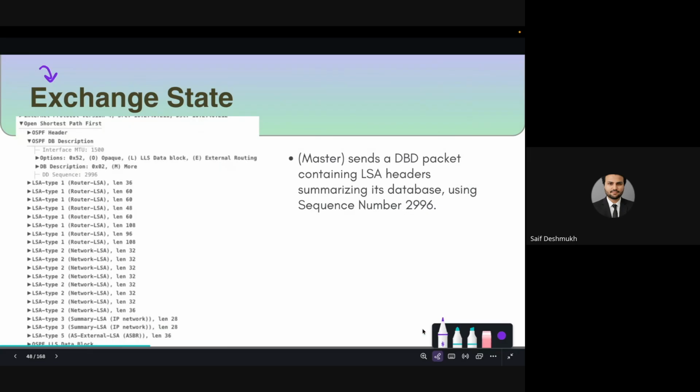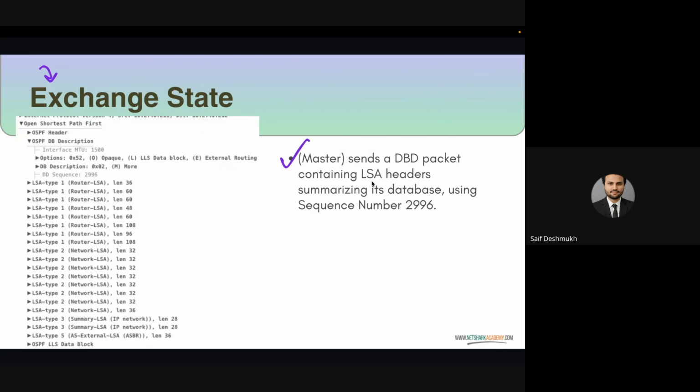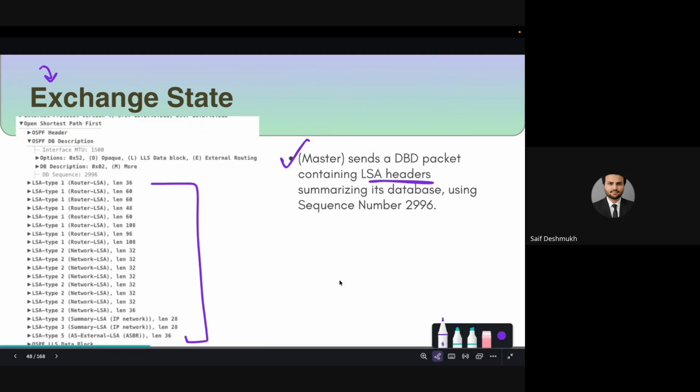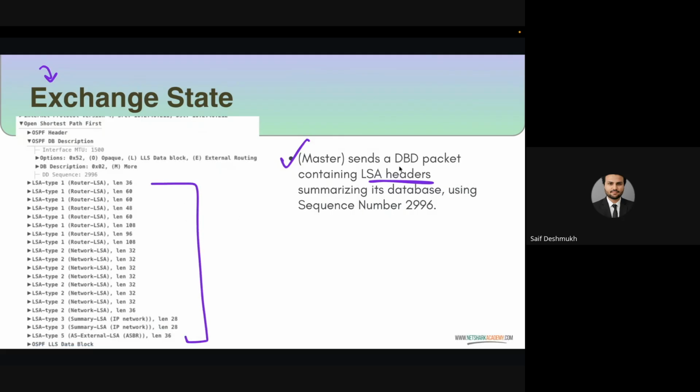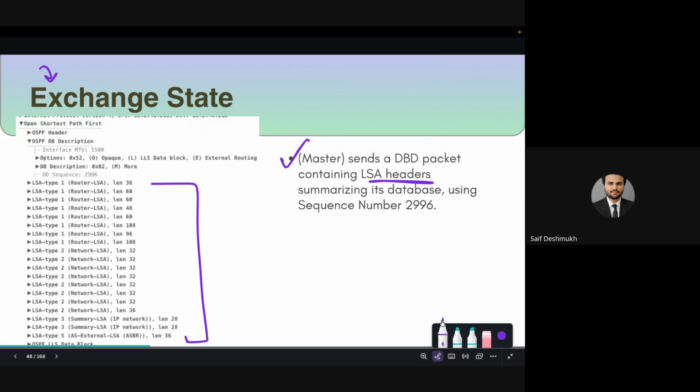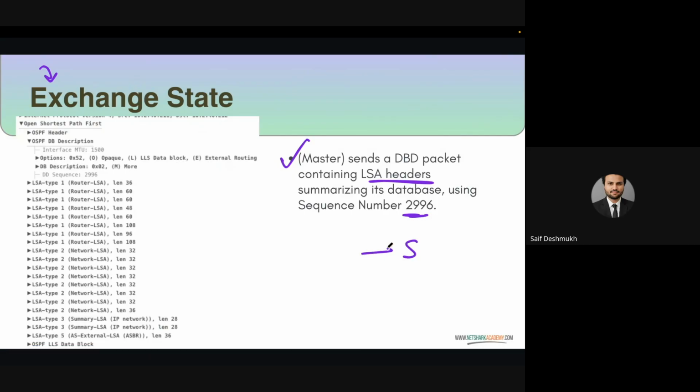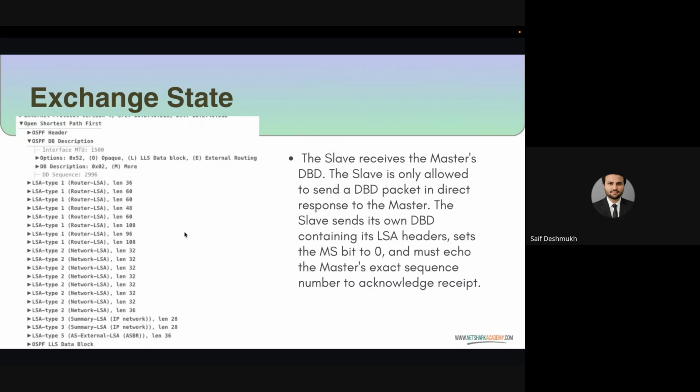The way it works, basically, the master is going to send a DBD packet and it contains the LSA headers. All these are headers only of the full information. It's a summarization only. And the master is going to use the actual sequence number. The slave is going to receive that information, and the slave is also using the same sequence. Look at it. There is no MS flag set. It's only the more flag. This is actually the slave's packet.